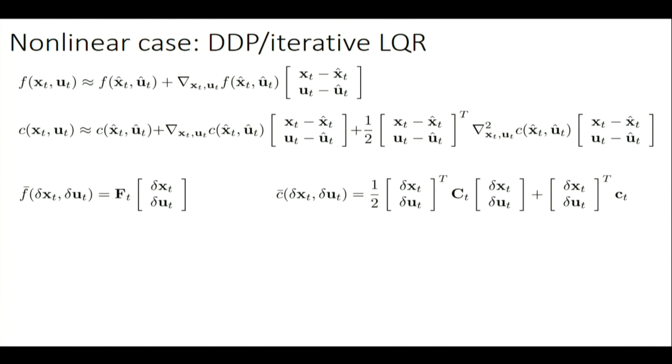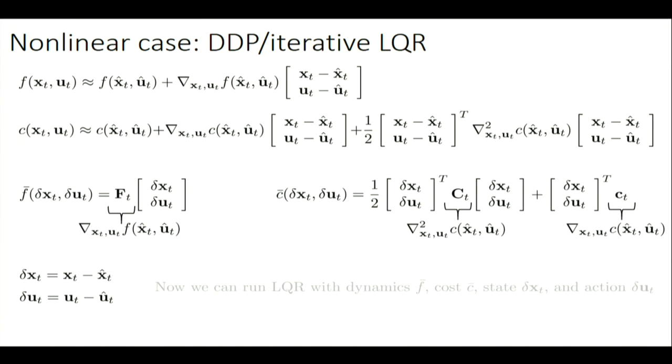I'll put this all together into a complete iterative algorithm at the end, but I just want to go through the details first. OK, so now you have an alternative dynamics on these perturbations delta and an alternative cost on the deltas. And of course, the matrix here is given by the derivative of the dynamics. The matrix here is the second derivative of the cost, and the vector here is the first derivative of the cost. So everything is good with the world. We're back into linear quadratic land, and we can use the same LQR algorithm to compute the optimal delta u_t around this reference trajectory. So that's our delta, and now we're going to run LQR.